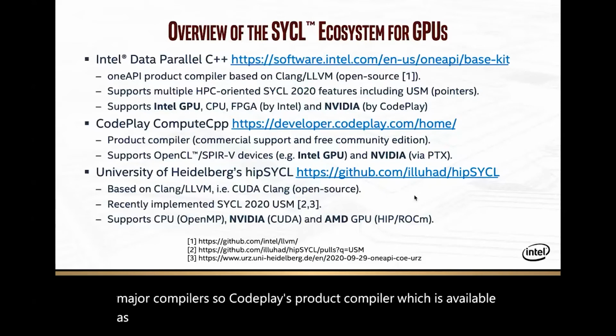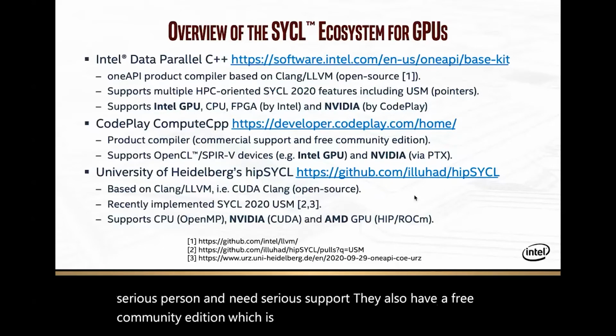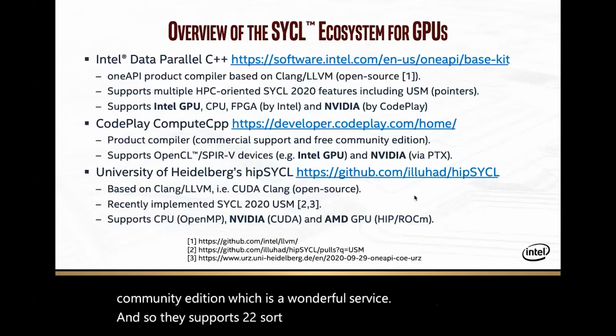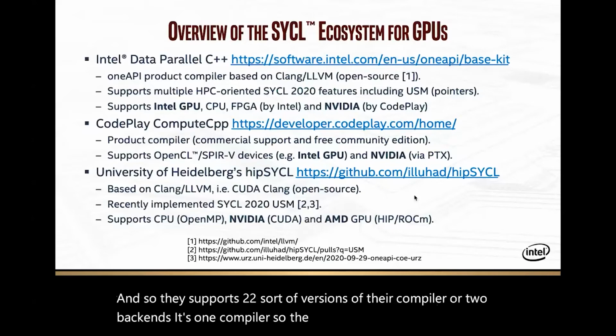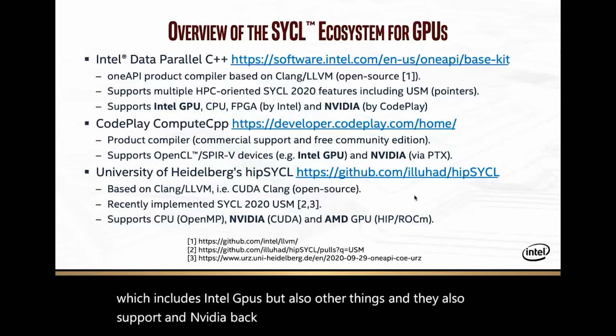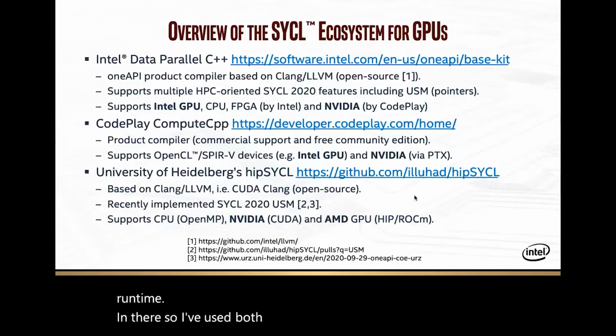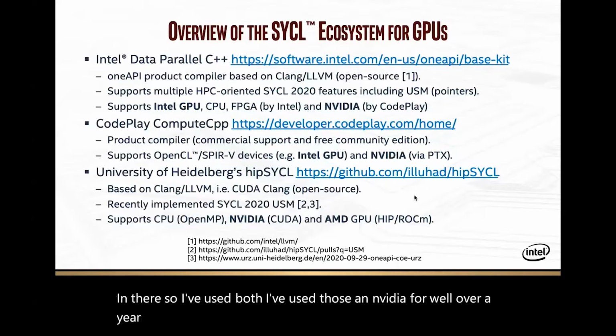So the second major compiler is Codeplay's product compiler, which is available as both a commercially supported thing, which is fantastic if you're a serious person and need serious support. They also have a free community edition, which is a wonderful service. And they support two sort of versions of their compiler, or two backends. It's one compiler. So the OpenCL SPIR-V device family, which includes Intel GPUs, but also other things. And they also support an NVIDIA backend with PTX, and they use the OpenCL runtime in there. So I've used both. I've used those on NVIDIA for well over a year, and also on Intel stuff for over a year, and I use that on ARM too. So that's another compiler that has multiple hardware families in it.